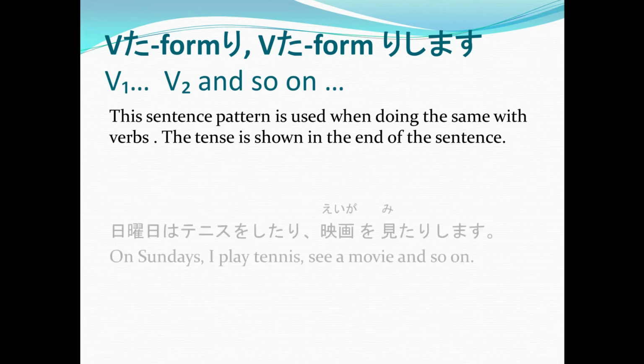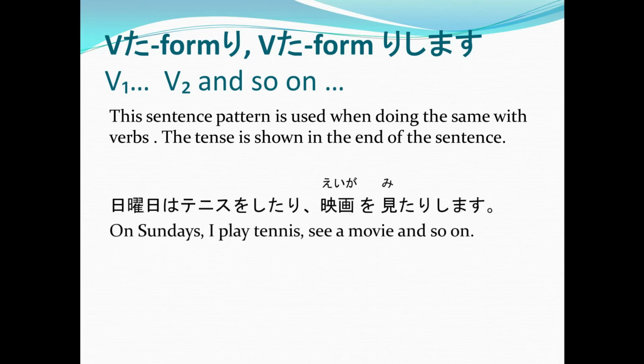Now, take a look at this example. On Sundays, I play tennis, see a movie, and so on. Nichyobi wa tenisu wo shittari, eiga wo mittari shimasu. Noting that this is habitual, that's why at the end of the sentence or at the end verb, the last verb, the tense is in shimasu or in the present future tense.